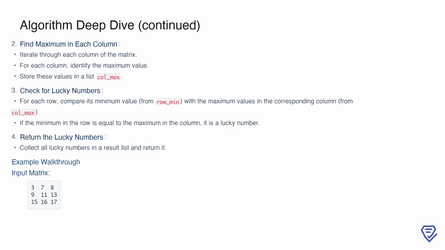If the row minimum matches the column maximum, then the element is a lucky number. Finally, all identified lucky numbers are collected in a result list, which we return as the output. To illustrate this, let's consider an example with a matrix 3, 7, 8, 9, 11, 13, 15, 16, 17. This will help us visualize the process step by step.